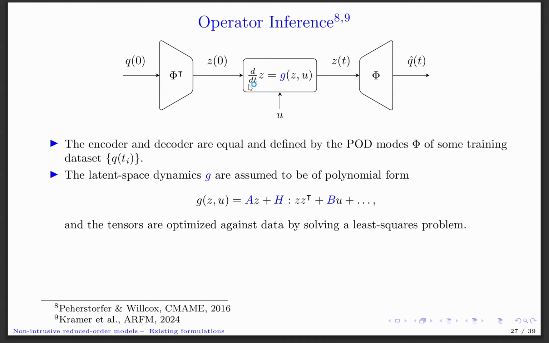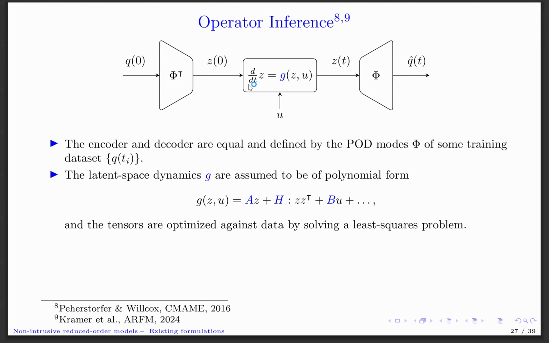So basically, operator inference says, well, I know what Z is along training trajectories. I know what its time rate of change is. And so I'm going to assume that the time rate of change is a polynomial function of the state. So I can write it like this. Here, A, H, and B are tensors. And then they could just be optimized against data by solving a least squares problem.